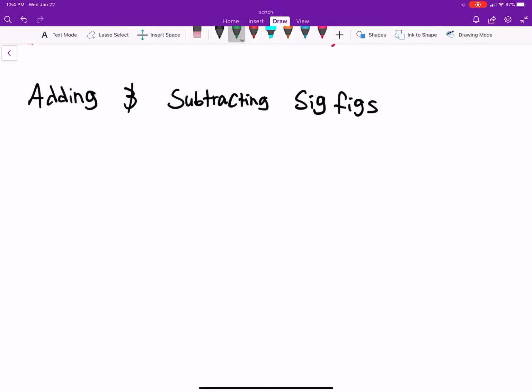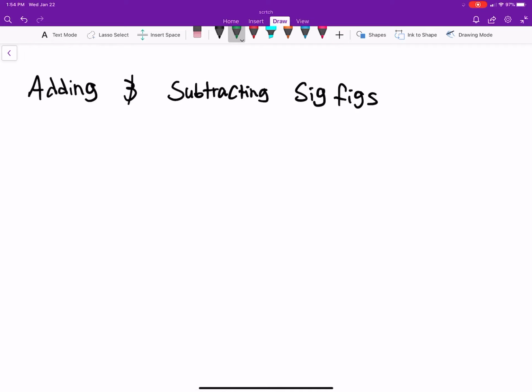So now that we know what significant figures are, we want to apply that to adding and subtracting numbers. Now, when you're adding and subtracting, let me just write an example out. Let's say you have 4.8 meters minus 3.965 meters. If you work that out, you'll get 0.835 meters.